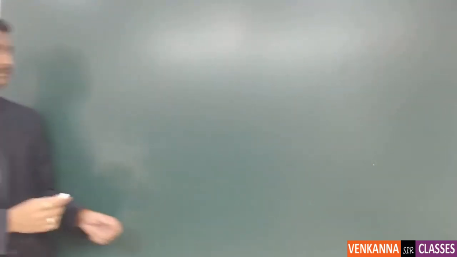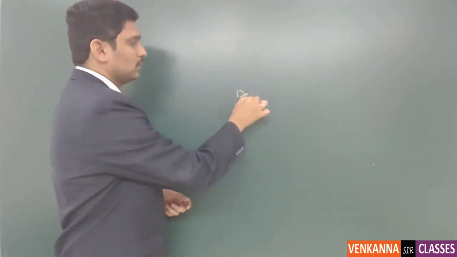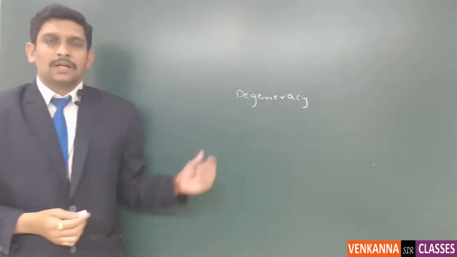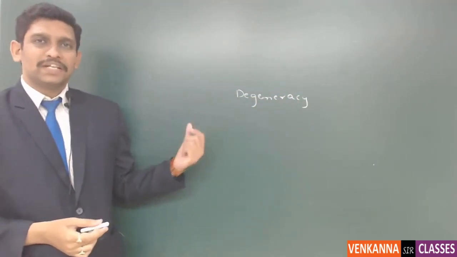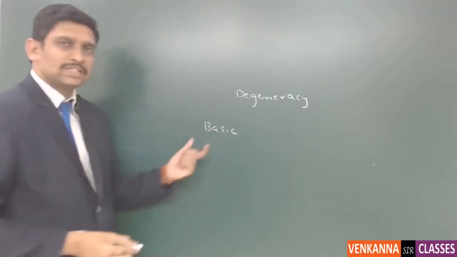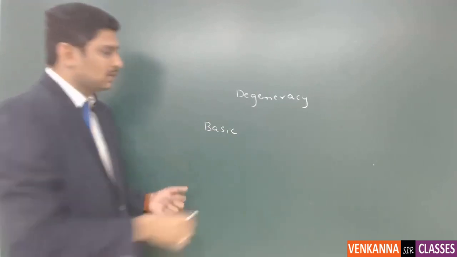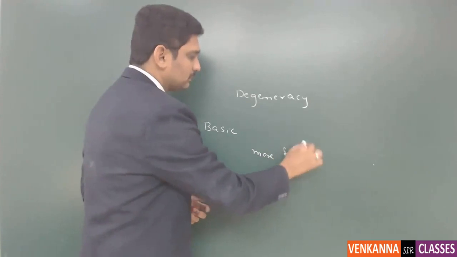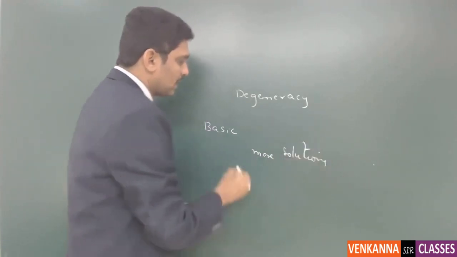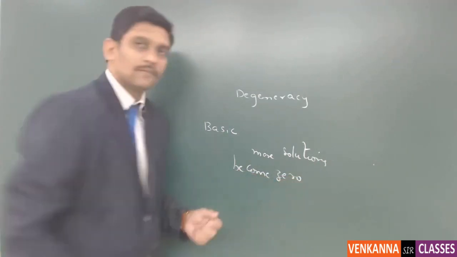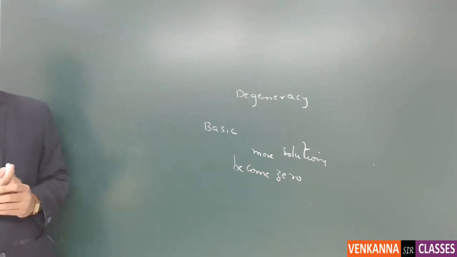So let me take the concept of degeneracy first. We say degeneracy when, since we are performing iterations with regard to the basic variables, the slack variables, whenever one or more solution values become 0, we call it degeneracy.